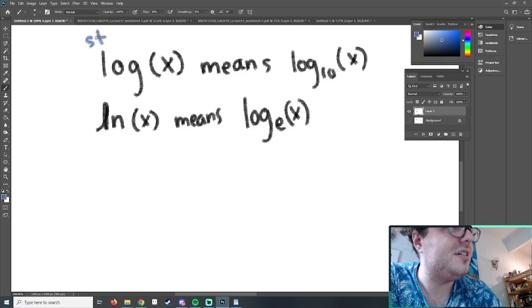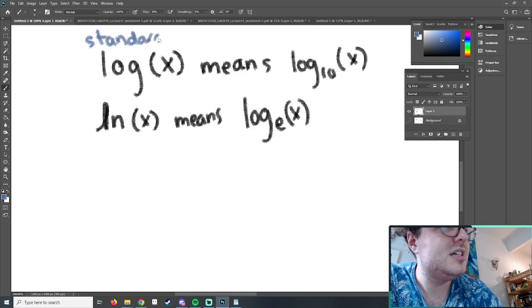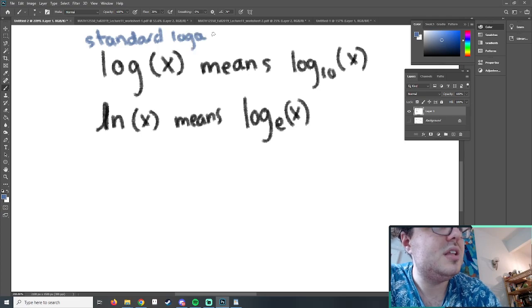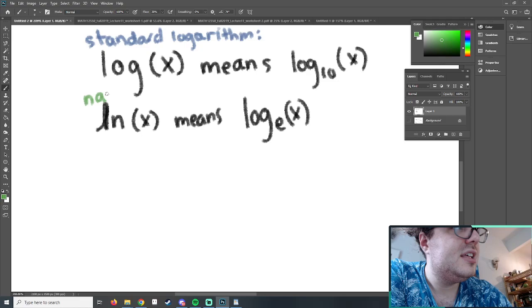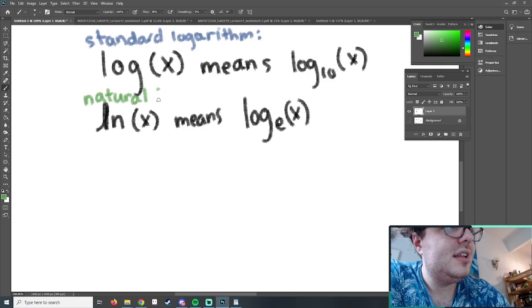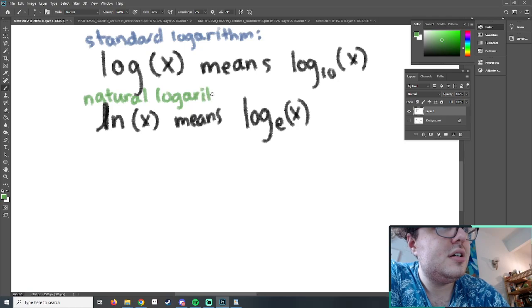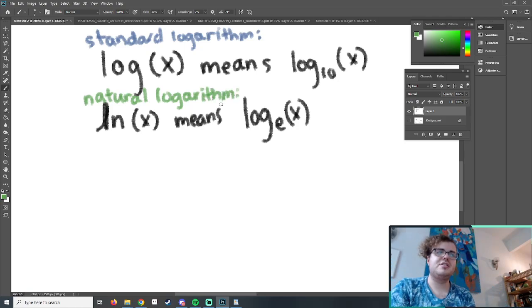This is sometimes called the standard logarithm, and this is sometimes called the natural logarithm, because it turns out that ln pops up everywhere. If you're doing actual hard mathematics or abstract mathematics, the natural logarithm pops up a whole lot more than log base 10 does.